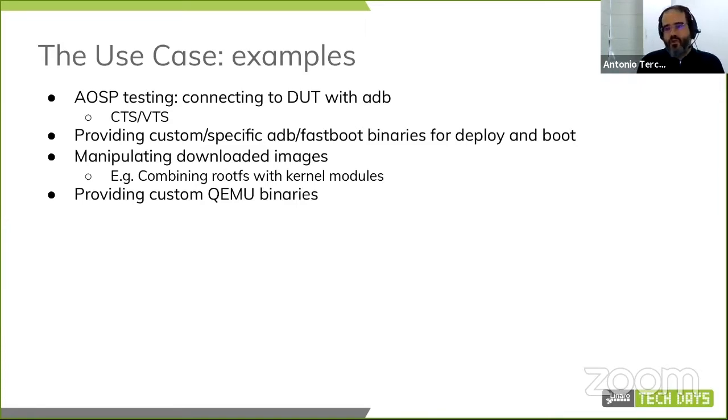Another use case is manipulating downloaded images. For instance, you usually need to include kernel modules into the rootfs you are building. So you don't want to rebuild a new rootfs with every kernel. Instead, you want to just get the kernel modules for that kernel and inject that in the rootfs. So that's something you can also do if you are able to run arbitrary code in the Lava infrastructure. And also another use case we are starting to support now is running custom QEMU binaries. So usually you have the QEMU binaries that are available in the lab system, but then also you are developing QEMU itself or KVM for the kernel, and you want to test that against the usual Lava infrastructure. So then you need to be able to run arbitrary binaries in the infrastructure.